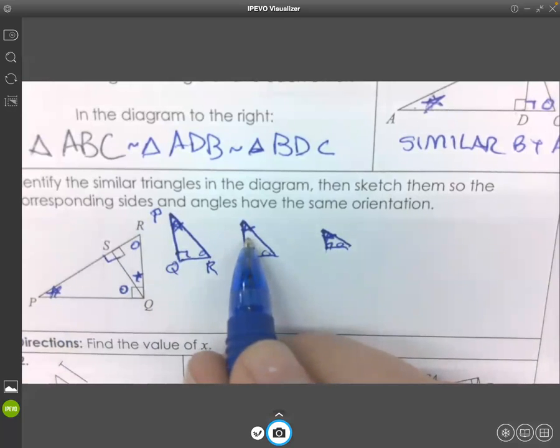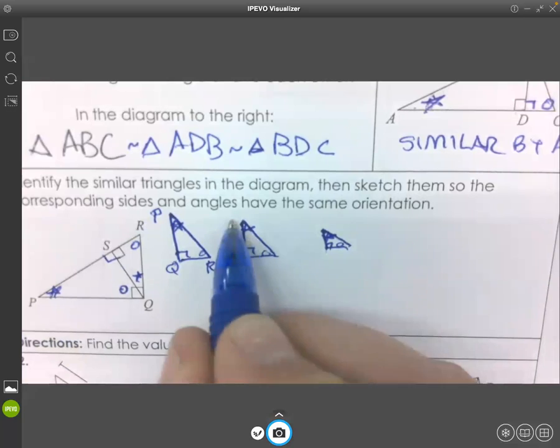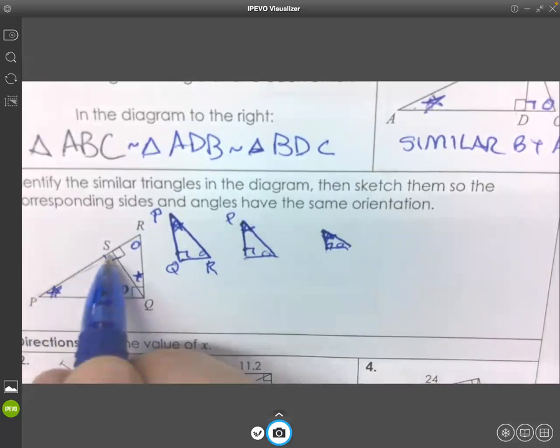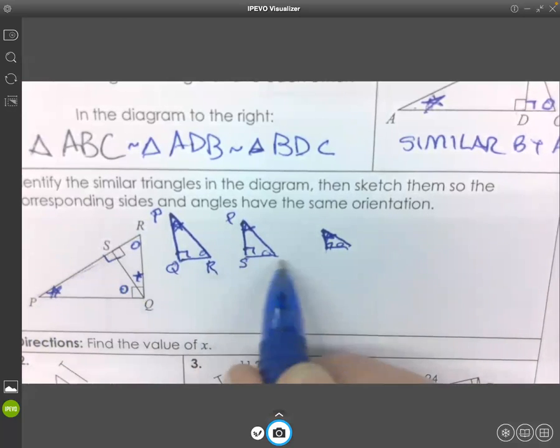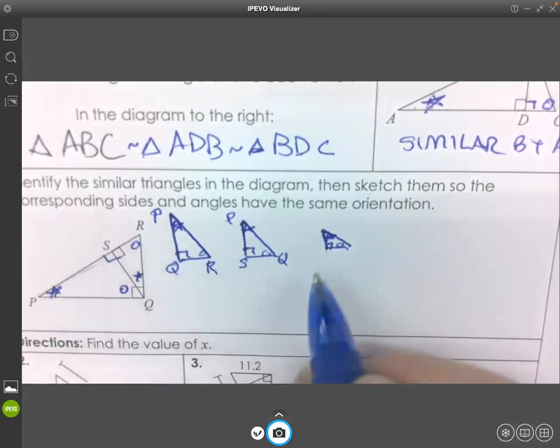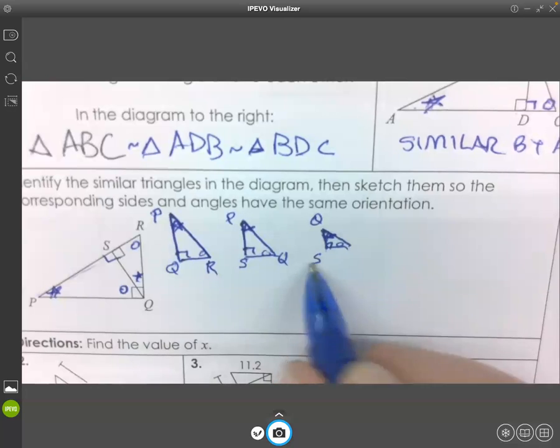The star is P. Nope. Middle triangle. S, then Q, and the little bitty one, star, right angle, circle, so Q, S, R.